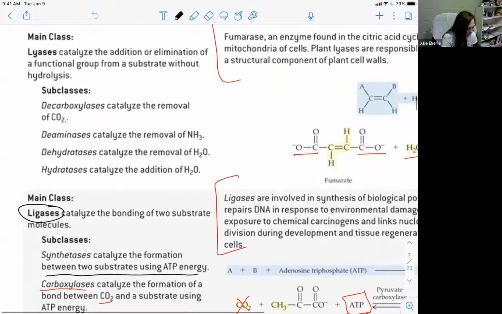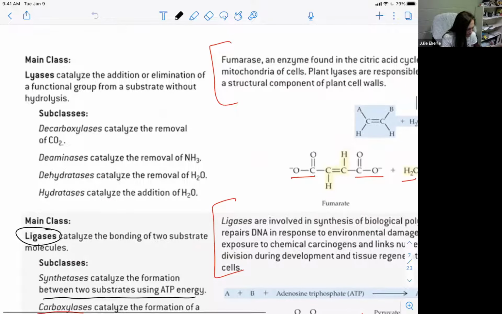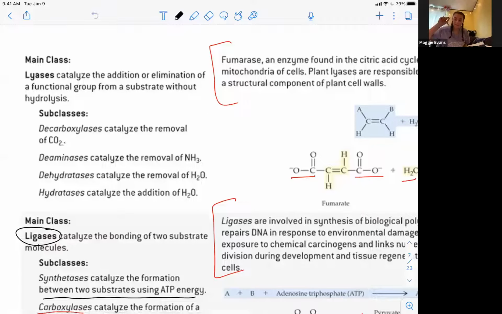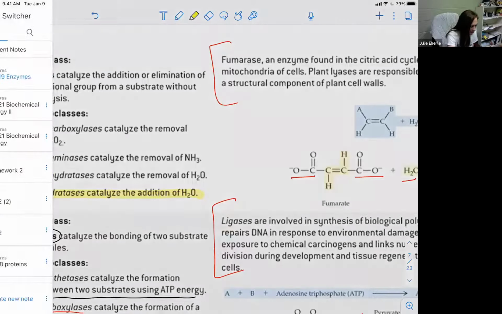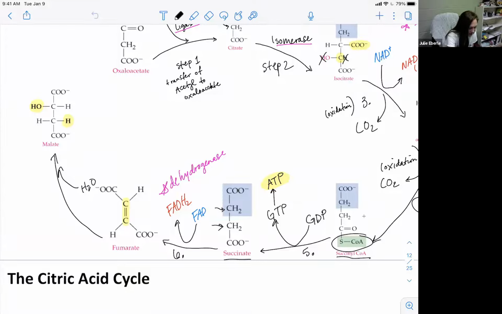Anybody see one? Is it hydratase? Maggie, good job. It's a hydratase. Okay, right here, it catalyzes the addition of H2O. And we're not doing any kind of hydrolysis here. We're not breaking anything apart. So we don't need hydrolase, hydratase is exactly it. So go write that in our pink color.